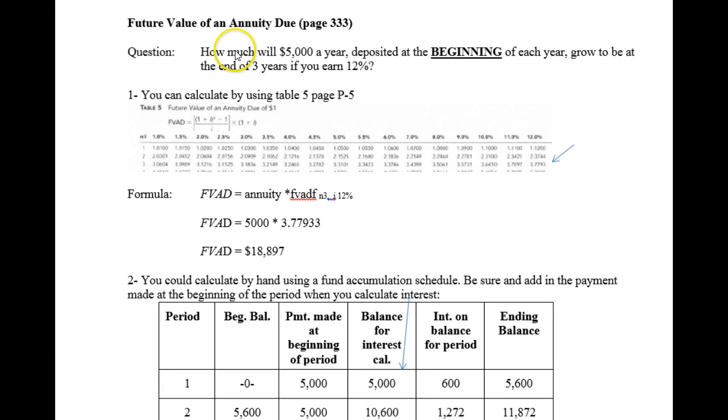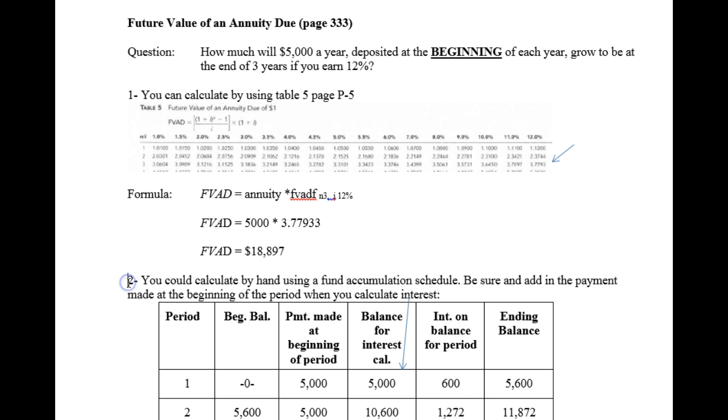The question I want to ask you is, how much will your $5,000, if deposited at the beginning of the year, grow to be at the end of the 3 years if you can earn 12%? Since this is a future value of an annuity due, payments made at the beginning, you're going to have to go to Table 5, and you could get your answer from Table 5. You would go to Table 5 and go down to 12% in 3 periods and find the interest factor, 3.77933. 5,000 times this interest factor for an annuity due will give you 18,897. So that would be one way to solve this very fast.